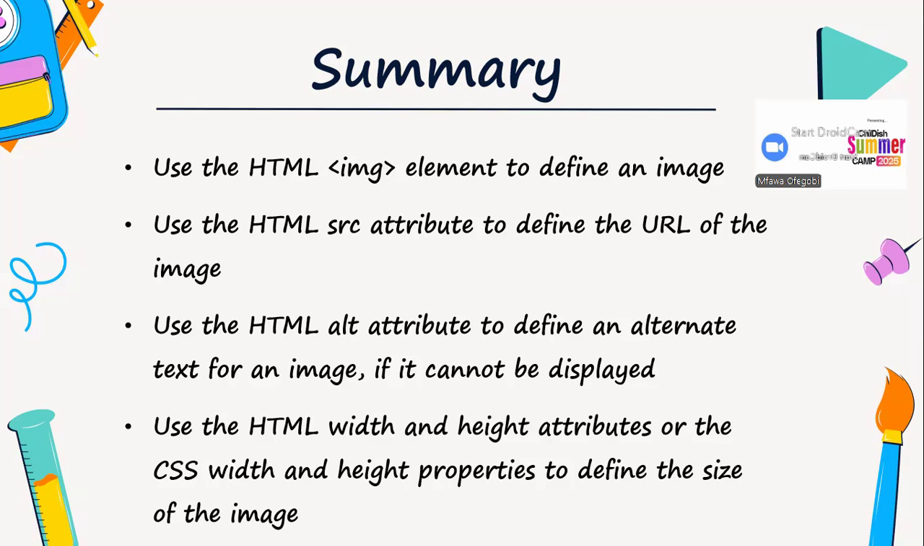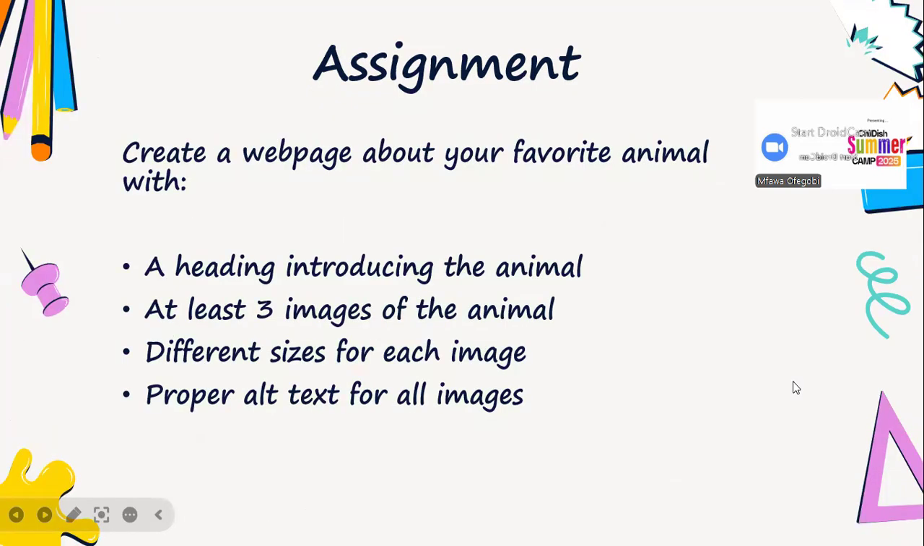So in summary, we use the HTML img element to define an image, and the HTML src attribute to define the URL of the image. We use the HTML alt attribute to define an alternate text for an image if it cannot be displayed. And we use the HTML width and height attributes or the CSS width and height properties to define the size of the image.